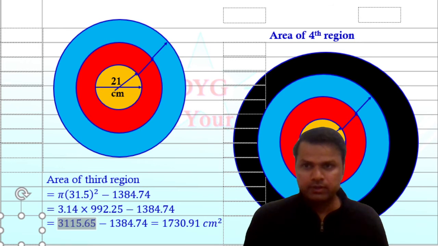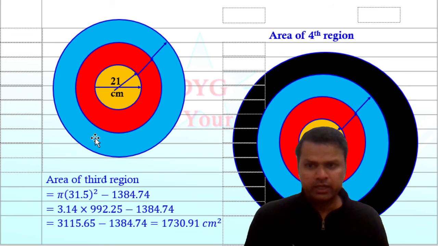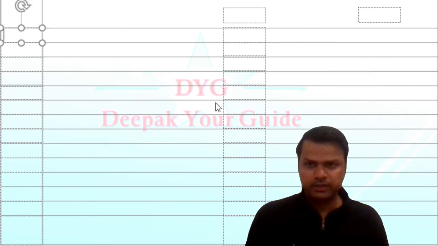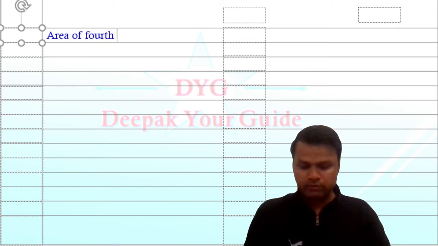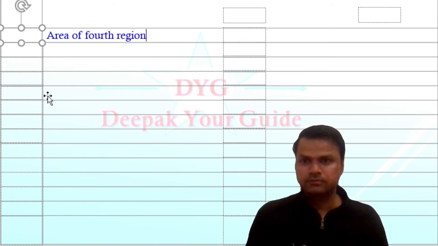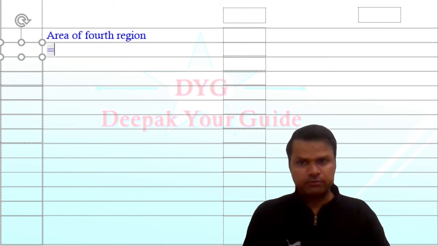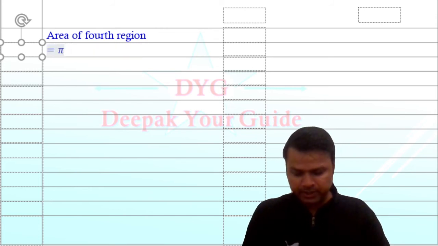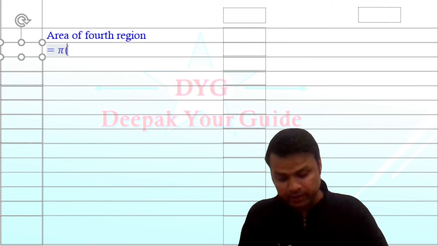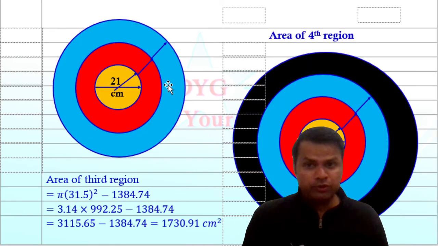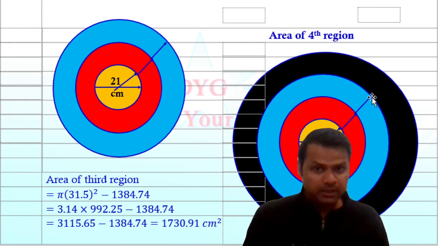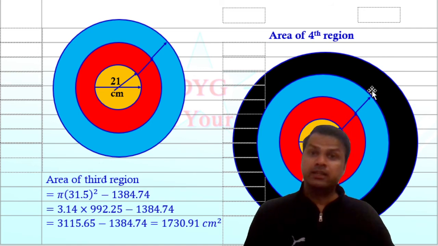So what do we have now? Now we are calculating the area of fourth region. So let me write it again. Area of fourth region, the formula will remain same, which is pi r square. Now the same question. What will be the value of r? So if you have followed the diagram till here, I think you can guess this will be again 10, because that's what they said in the question.